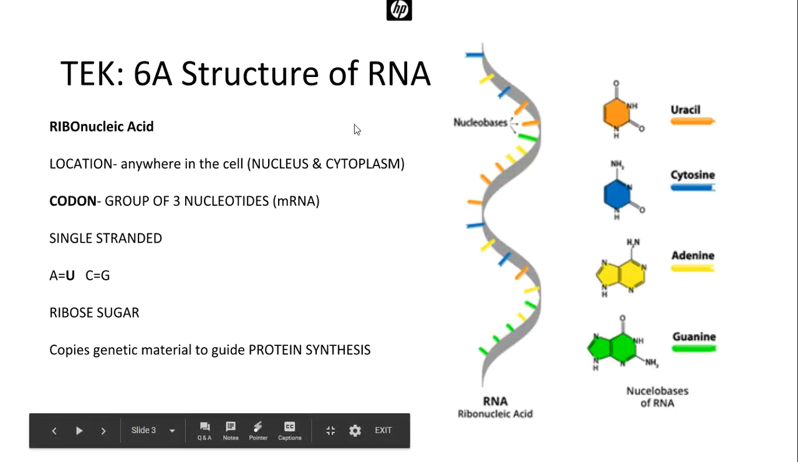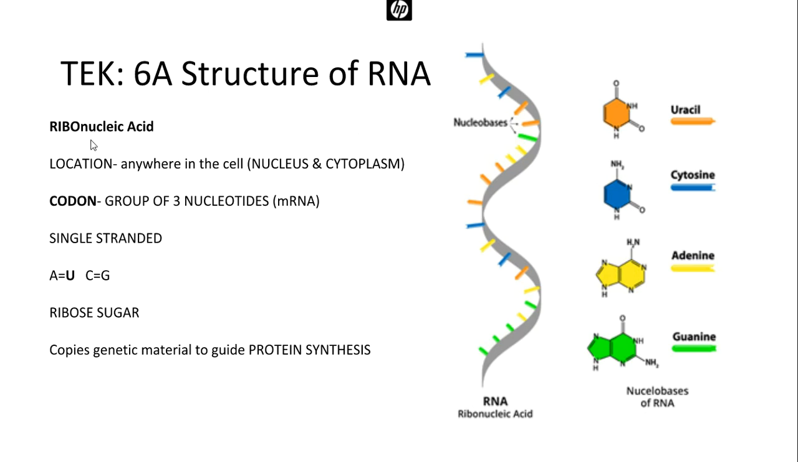RNA, which we introduced after we discussed and reviewed DNA, is a little bit different. We call RNA ribonucleic acid. Because RNA is smaller, it can go anywhere within the cell, so the nucleus and the cytoplasm, it can go in and out. When we have a group of 3 nucleotides on RNA, specifically messenger RNA, we call it a codon.